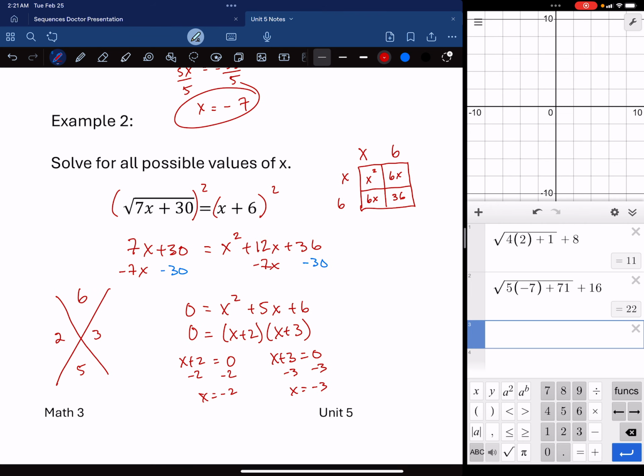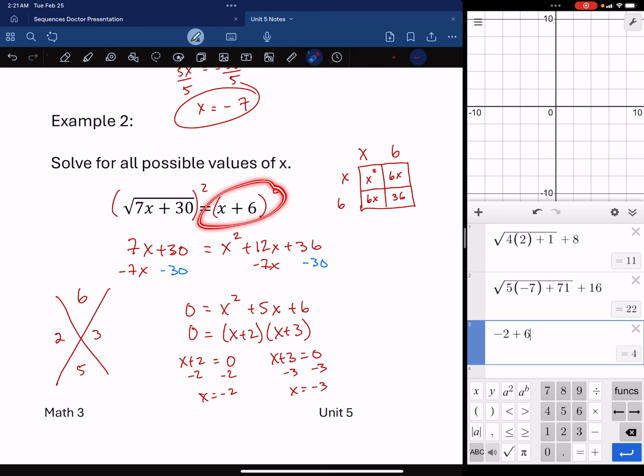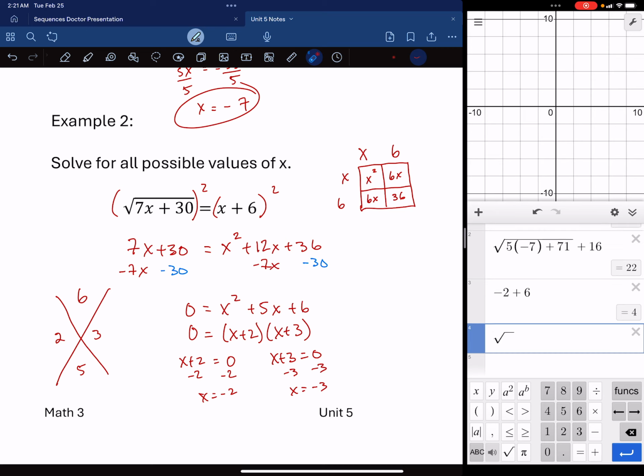Right? So I'm going to go ahead. I know that if I use negative 2, it's going to have negative 2 plus 6. And for my right-hand side, all I did is I plugged it into this side. I need to get my original equation. It has to be positive 4. Positive 4 if it works. If it doesn't, it's not a right answer. So the next line, I'm going to do the square root of 7 times negative 2 plus 34. Perfect. Negative 2 is a good answer.